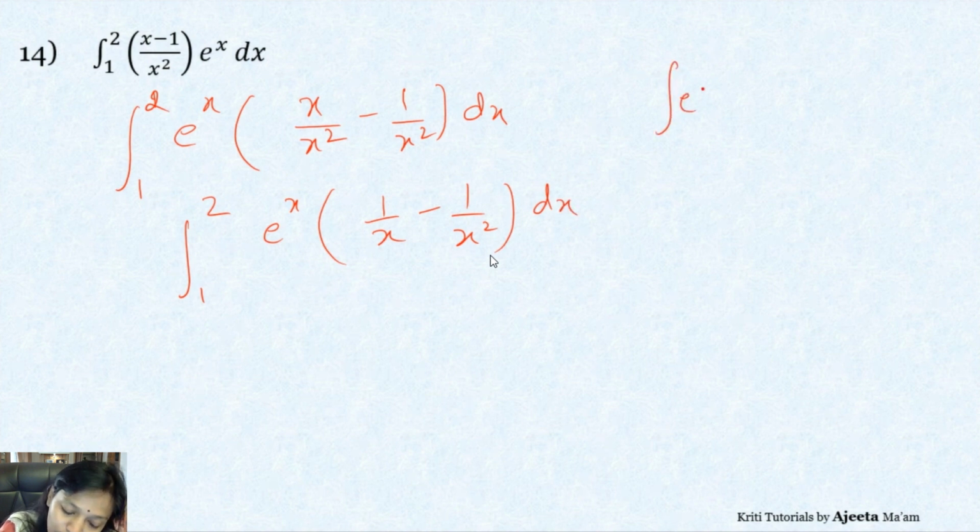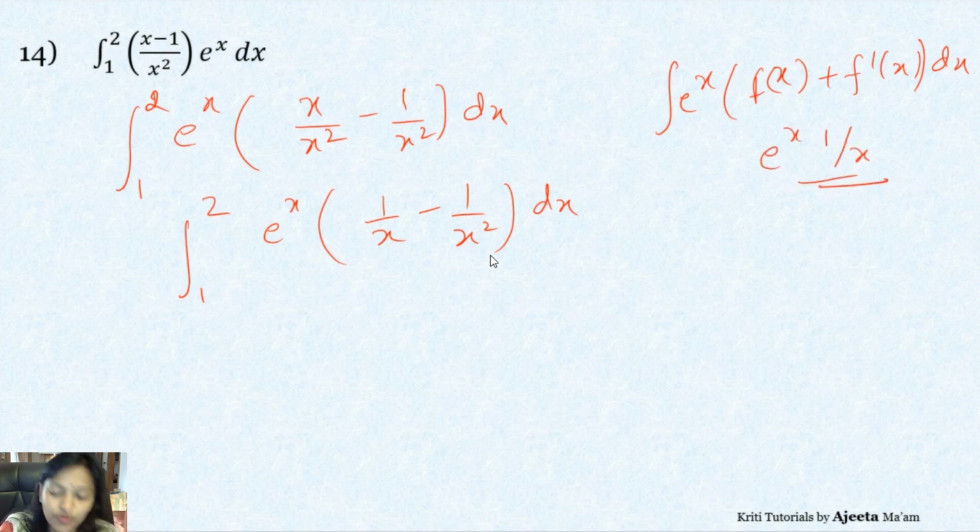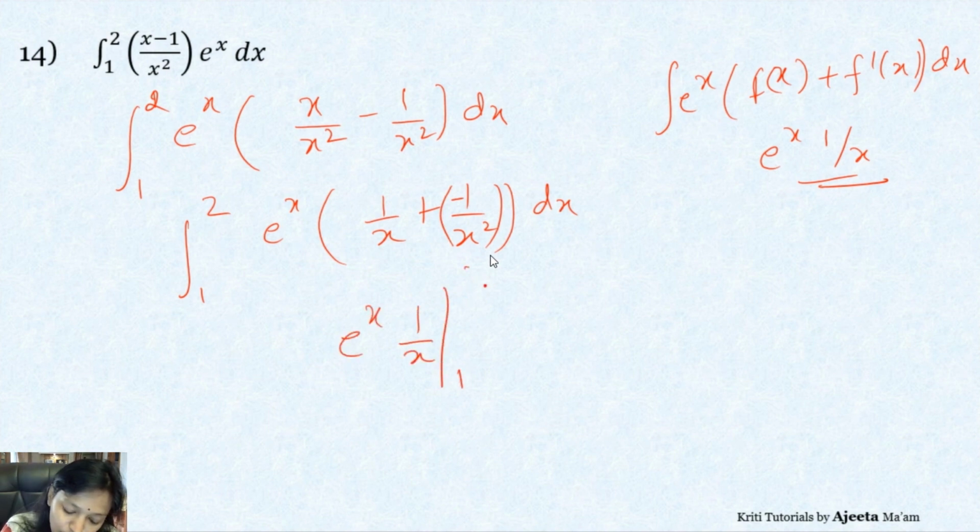So what will you get here? You will simply have the theorem here again. Exponential x, fx plus f dash x dx. So what will you get? Answer as here exponential x 1 upon x, because 1 upon x is your fx and minus 1 upon x square is the derivative. You can simply write it like this also as we did in the previous question. So what will be our answer? Exponential x 1 upon x, and the limits are from 1 to 2.